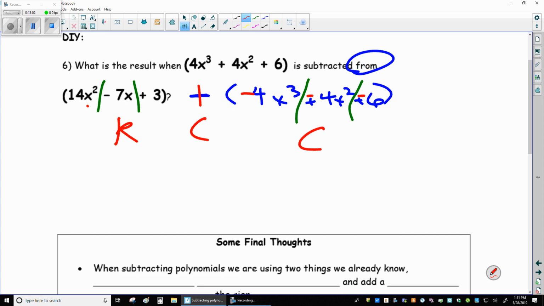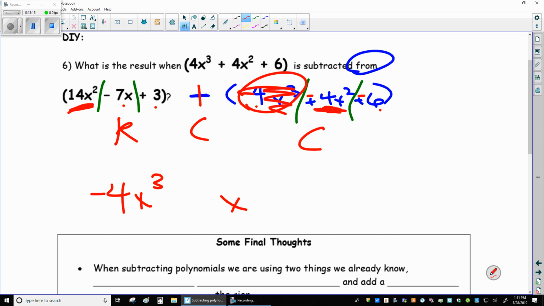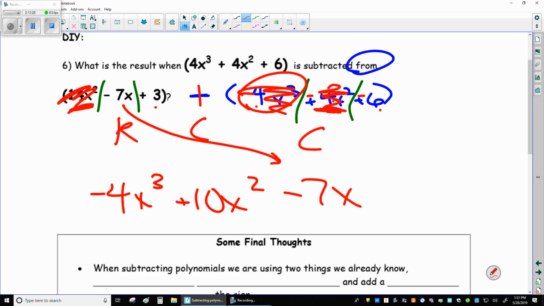My biggest degree out of all these is x to the third, obviously. So I have a negative 4x to the third. That's the only one. I have two different sets of x squareds. So if I have a 14 and a minus 4, I have a positive 10x squared. That negative 7x can just be dropped down. And a 3 and a negative 6 brings me a negative 3.